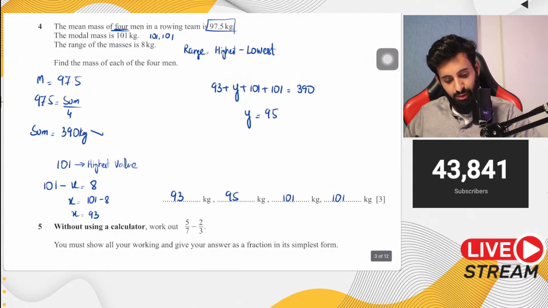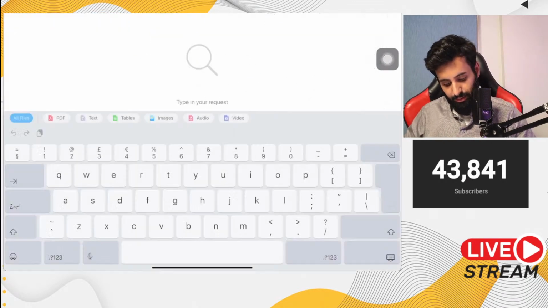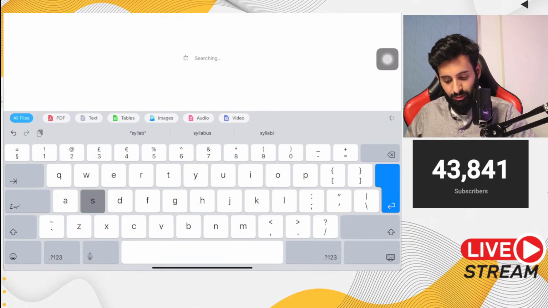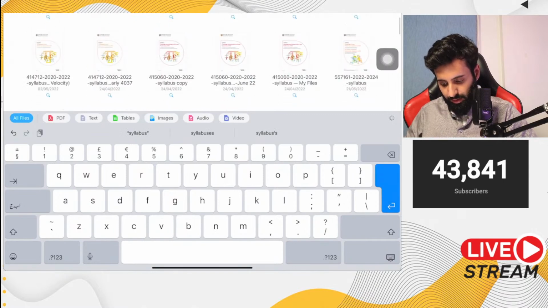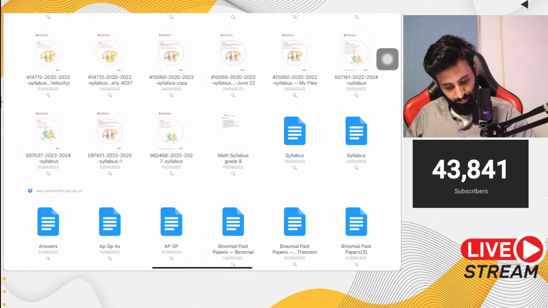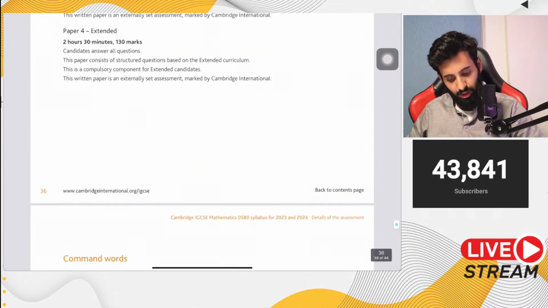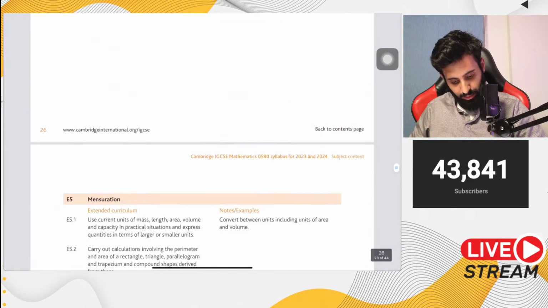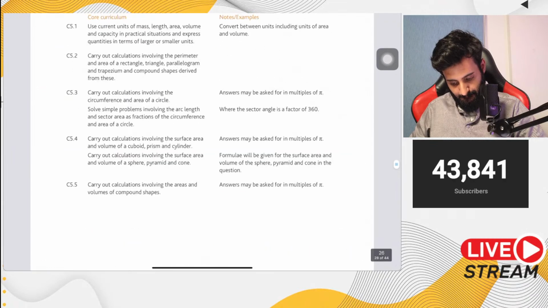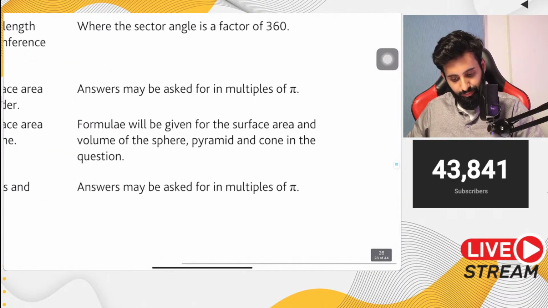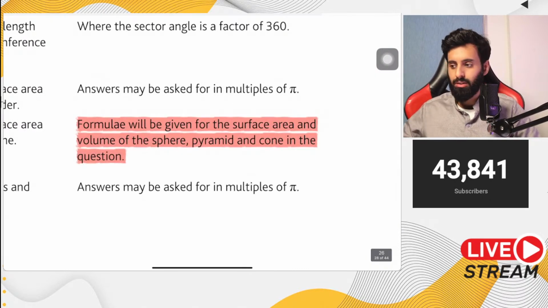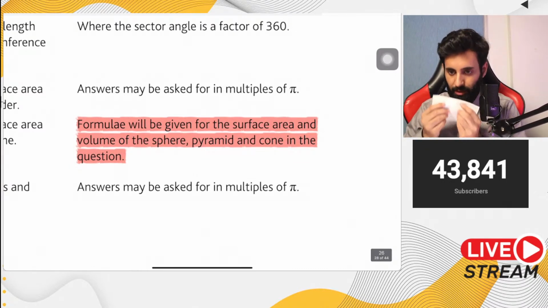The formulas that you don't have to memorize. Okay, so I'll quickly tell you the formulas you don't have to memorize. Yeah, here it is. There are only a few formulas that you don't have to memorize. Formula will be given for the surface area and the volume of the sphere, pyramid and cone. So these are the only three shapes, well altogether 6 formulas that you don't have to memorize.